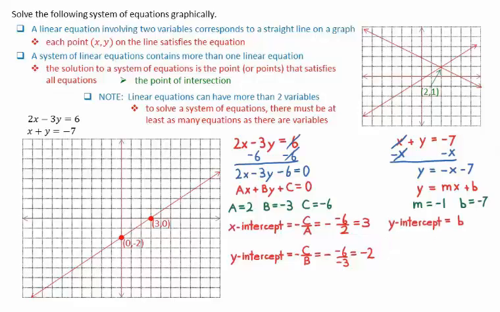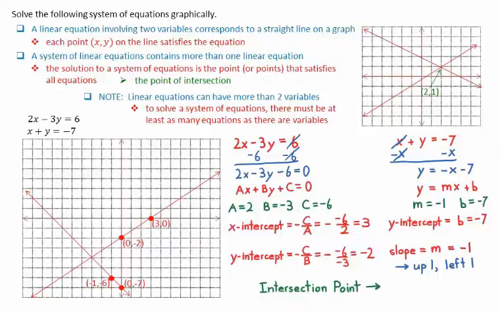The y-intercept, which corresponds to the b, is equal to −7. This corresponds then to the point (0, −7). The slope equals m, which is equal to −1. This means that from the y-intercept, we move up 1 and left 1, giving the point (−1, −6). Connecting these points with arrows on both ends gives the line corresponding to the second equation.